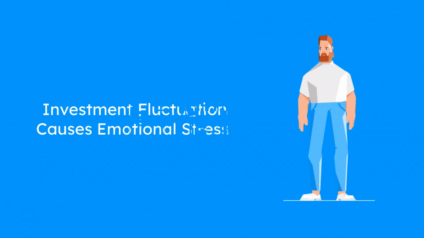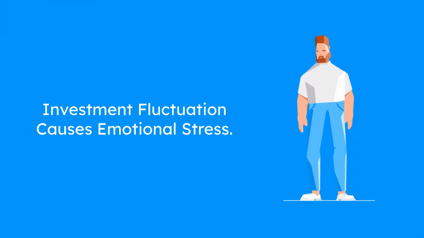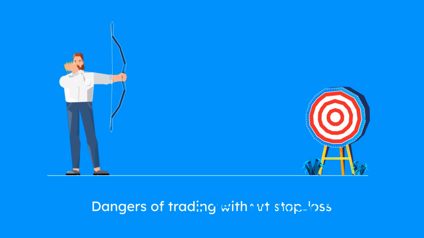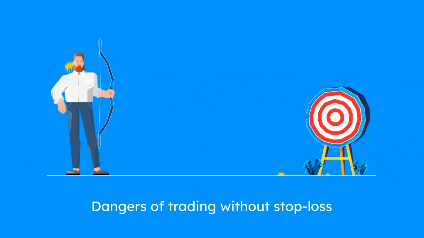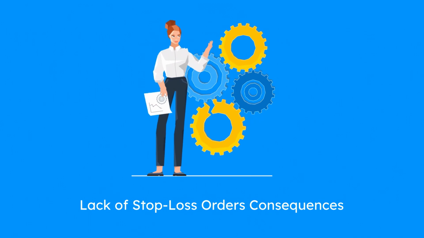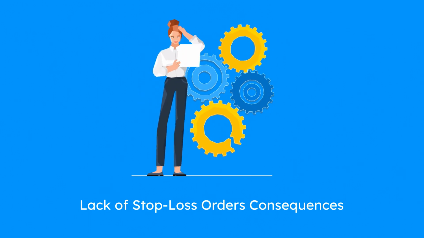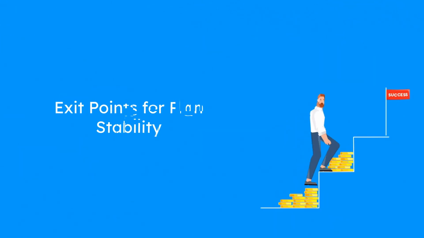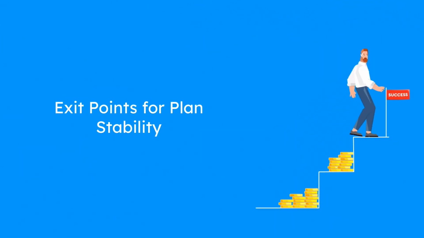Emotional stress. Watching the value of your investments fluctuate can be stressful. Without a stop-loss order, you might be more likely to make impulsive decisions based on fear or greed, which can lead to poor outcomes. Inconsistent strategy. A lack of stop-loss orders can result in an inconsistent investment strategy. Setting clear exit points ensures that you stick to your plan and avoid making decisions based on short-term market movements.